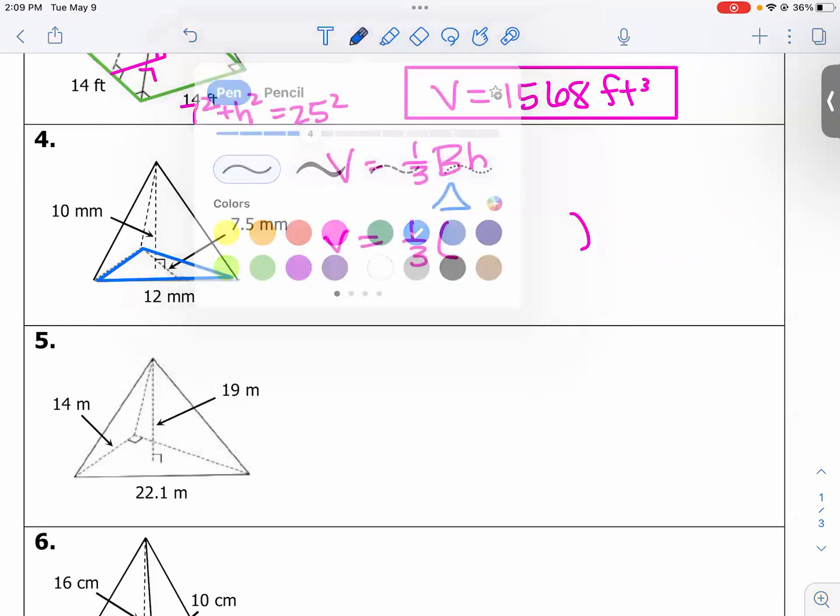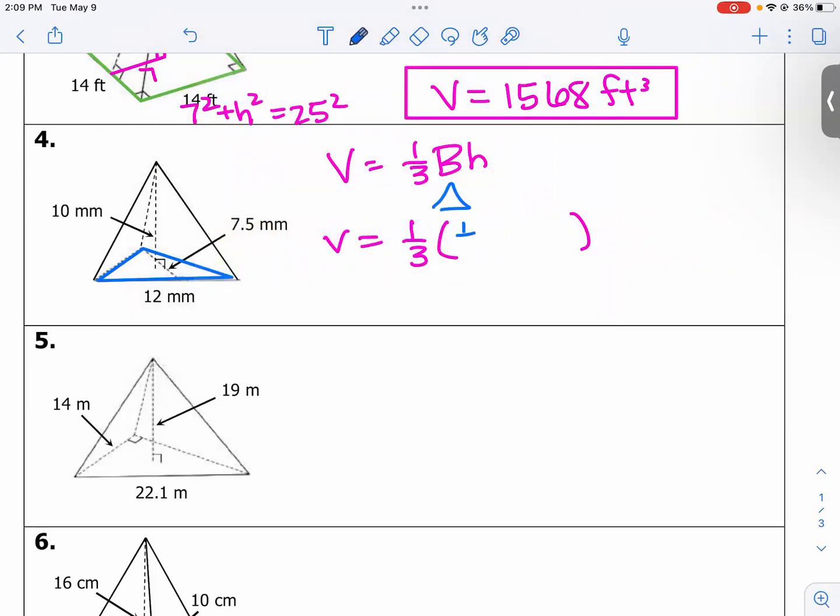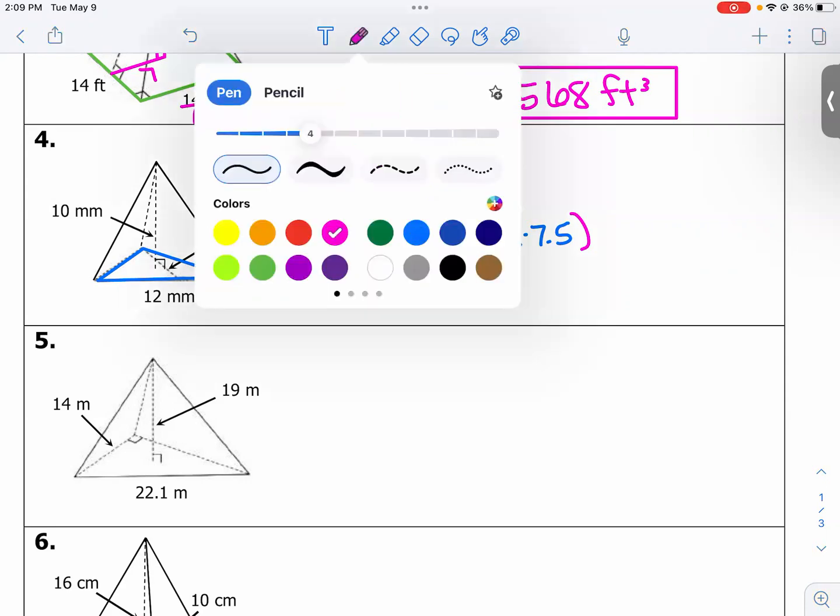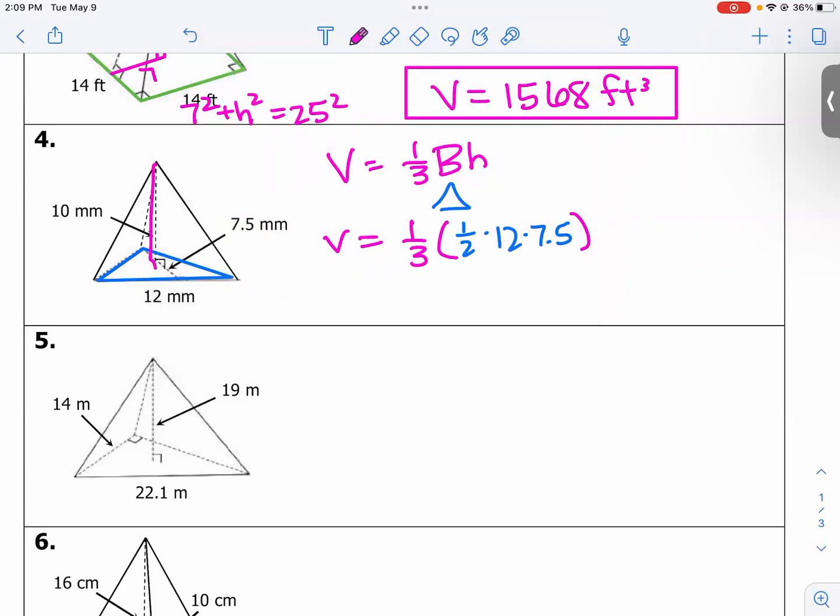Okay, so let's talk about how we find the area of a triangle. We find 1/2 base times height. We need the measurements that are attached to the right angle in that base triangle. What are those 2 numbers, Stella? The base and the height of the triangle. 12 and 7.5. And then the height of our pyramid is 10.